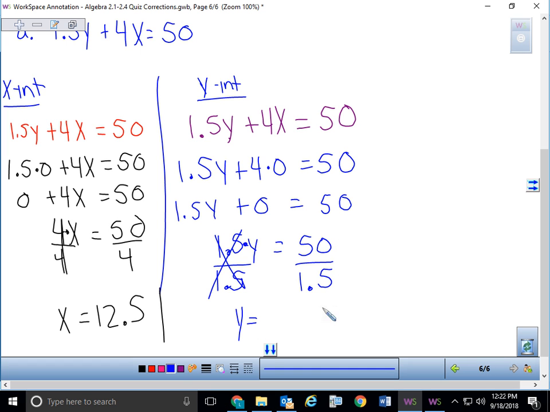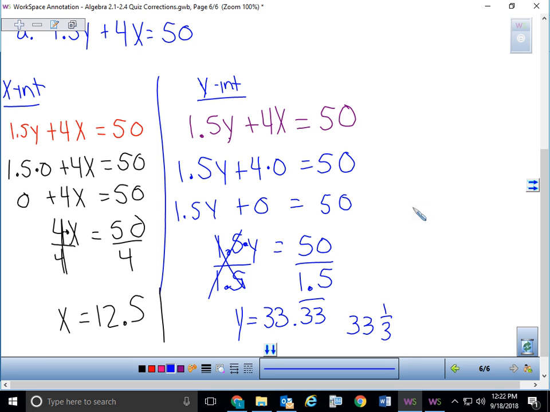50 divided by 1.5 gives you about 33.33 repeating. This is also the same thing. I hate mixed numbers, but you could write this as 33 and 1/3.